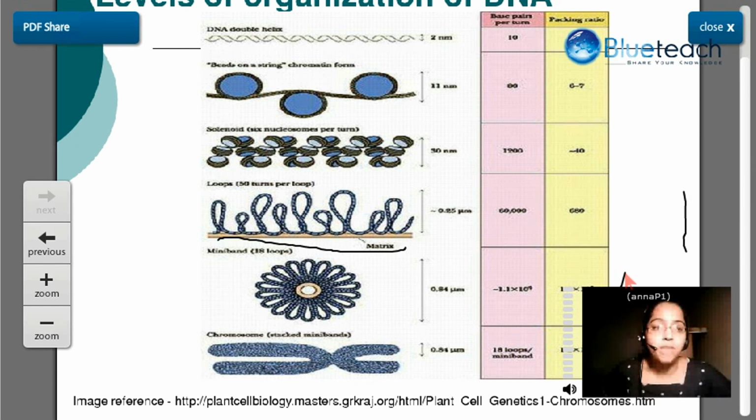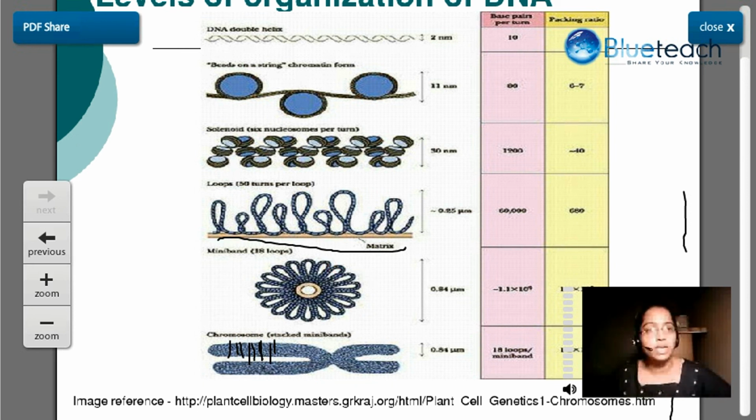Next comes the mini band. The mini band is at the stage where it has got intricately coiled, and such mini bands are arranged in the chromosome at each step. Millions of such mini bands are present, which ultimately give the structure of the chromatid in the case of mitosis. And when it enters into the mitosis stage, we know that it attains a packing ratio of around 10,000. So during mitosis, it is present in a very compact and intricately condensed form.